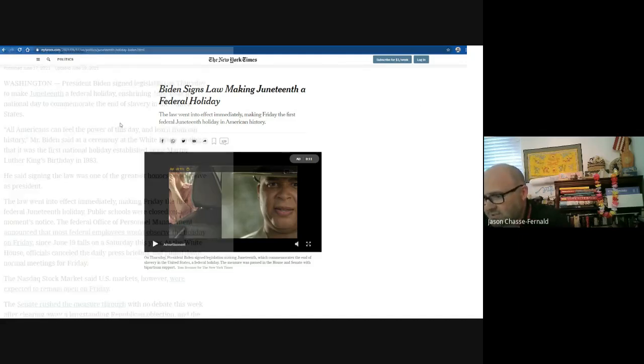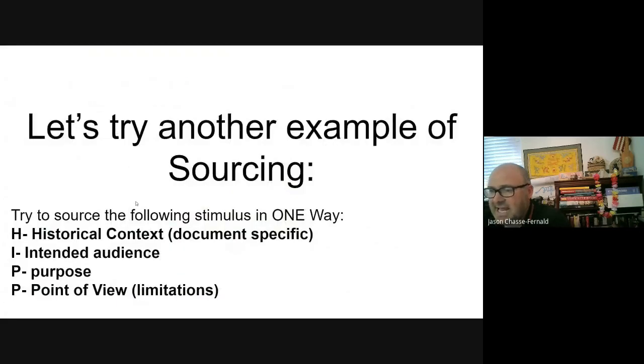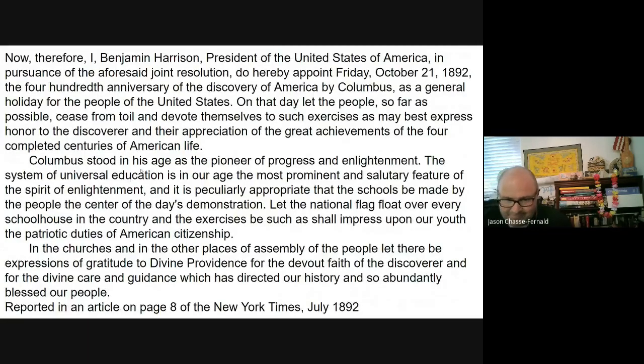So when we're talking about sourcing, if you can do that for that Biden Juneteenth New York Times article, it's because you know the historical context, because you're living in it. You know the audience because you're familiar with the topic. You know the purpose. You know the limitations. Or maybe you can at least do one of these really well. The only difference between that Juneteenth article and that Benjamin Harris one is 130 years. That's the only difference. So you need to be able to approach these documents like you do that Juneteenth one.